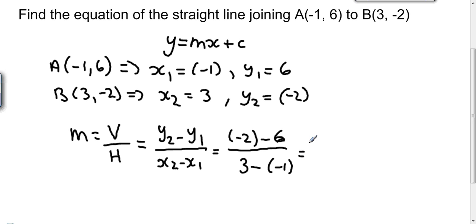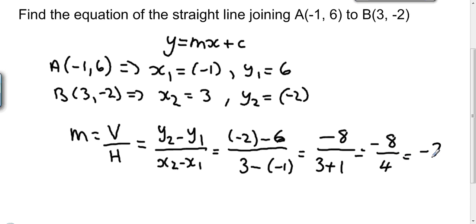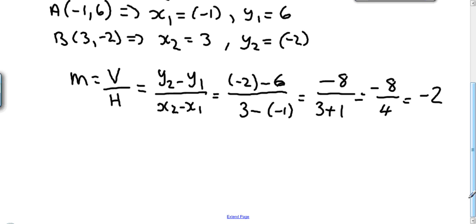So the top line, -2 take away 6, is -8. The bottom line, 3 take away -1. Be careful here, because taking away a negative is the same as adding the positive. So instead of 3 take away -1, we change that to 3 plus 1. So that's -8 over 3 plus 1, which is 4. Having a look at this last bit, 8 over 4 is 2, because there are two 4s in 8, so that's going to be -2. Right, so we now know the gradient.